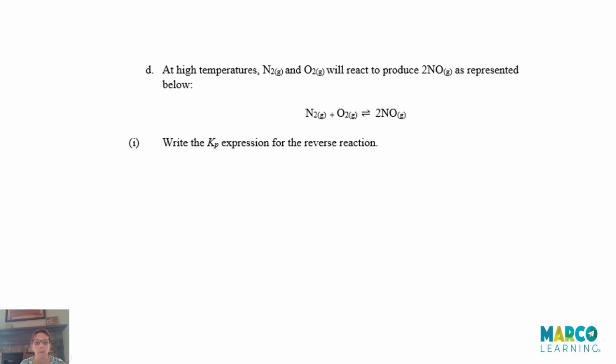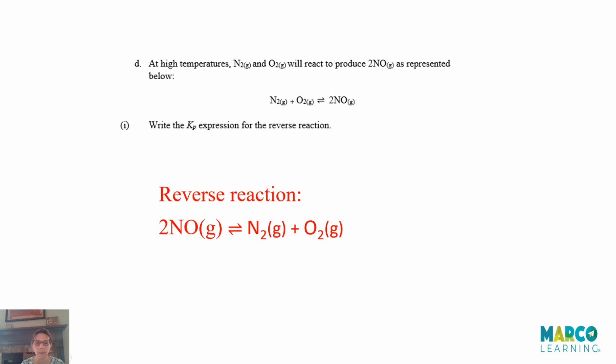Now we're told at high temperature, nitrogen gas and oxygen gas will react to produce nitrogen monoxide, as represented below. Okay, now we are asked to write the Kp expression for the reverse reaction. Okay, the reverse reaction. I wouldn't try and do this in my head. I would go ahead and write the reverse reaction. Too easy to make a mistake if you don't do that.